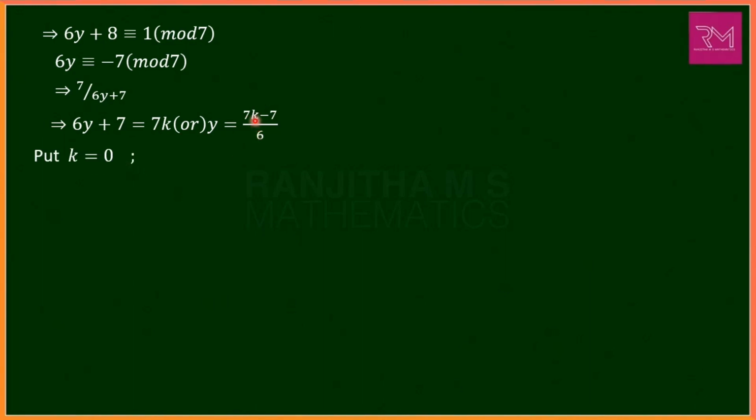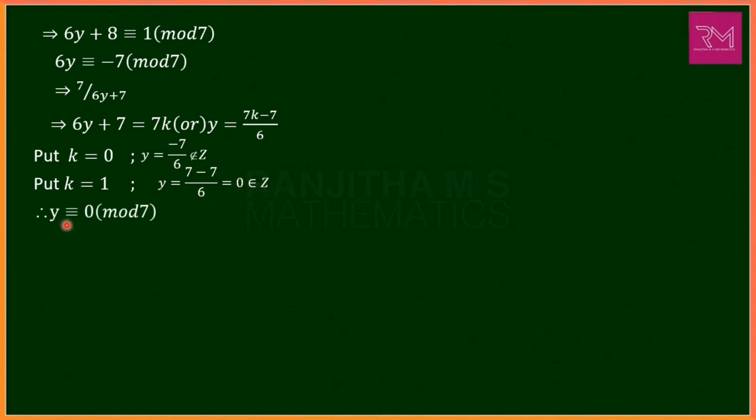So if you substitute k value as 0, means 7 into 0 is 0 minus 7 by 6. Therefore we get y value as minus 7 by 6. That does not belong to an integer Z. So we have to put k as 1. So if you substitute k value as 1, means 7 into 1 is 7 minus 7 divided by 6. Therefore we get y is equal to 7 minus 7 by 6. 7 minus 7 is 0, divided by anything is 0. Therefore we get y value as 0, that belongs to an integer Z, satisfies.